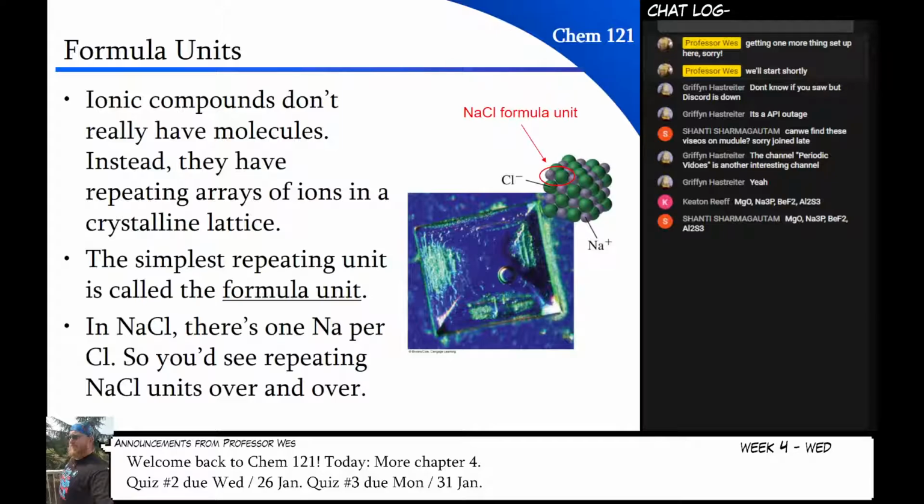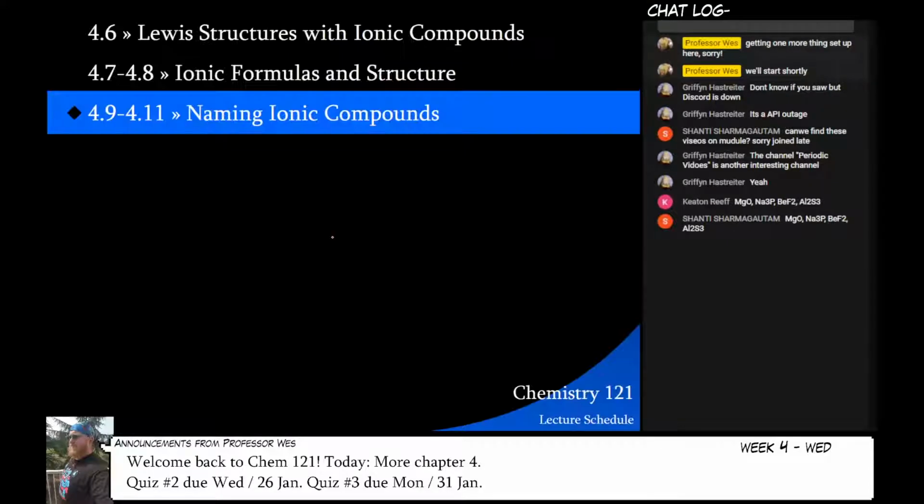All right, let's talk about naming these things, because that's the last thing that we had to do in Chapter 4. I put my stylus in the wrong spot here. Why isn't this working? Oh, because I got to click on it. There we go. I clicked on something else, I think.